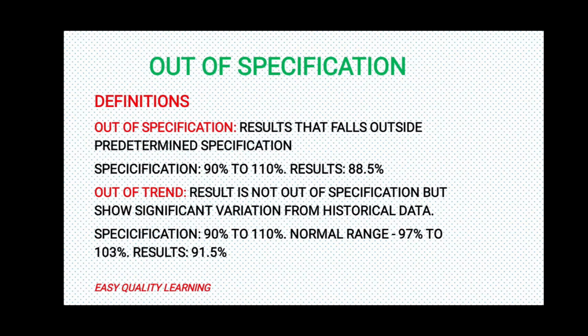Then what is out of trend? For out of trend, the result is not out of specification but shows significant variation from historical data. Let us suppose our specification is again 90 to 110%, but normally we used to get the assay of this particular test in the range of 97 to 103. Suddenly we got one result that is 91.5. This is not an out of specification result, but it is called out of trend, because normally we were getting 97 to 103 and now we got a result of 91.5%.